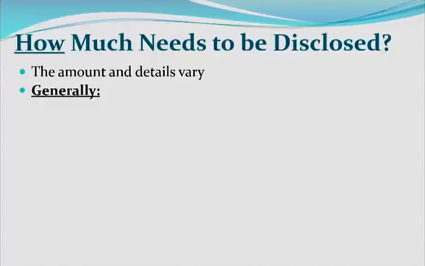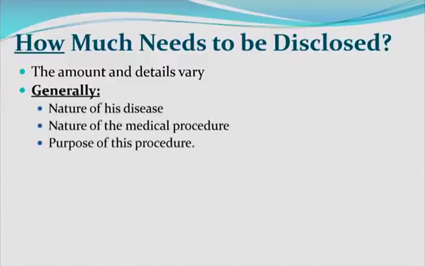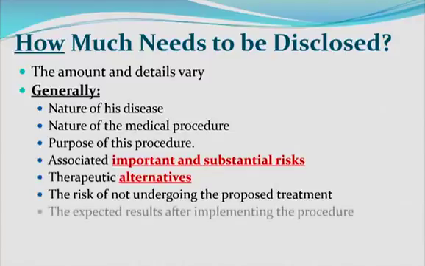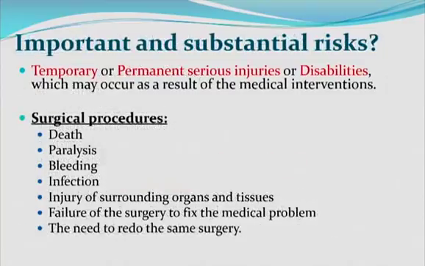How much do we need to disclose to the patient? Well, it varies between patients. You can give the nature of the history, nature of the medical procedure, purpose of the procedure, important and suspected risks. And you have to give them the alternative medical treatment. What we mean by important suspected risks is any temporary or permanent or serious injury or disability. Like in surgery, we have to tell the patient the rate of death, paralysis, bleeding, infection, injury to the surrounding organs, failure of the procedure, or redo surgery.